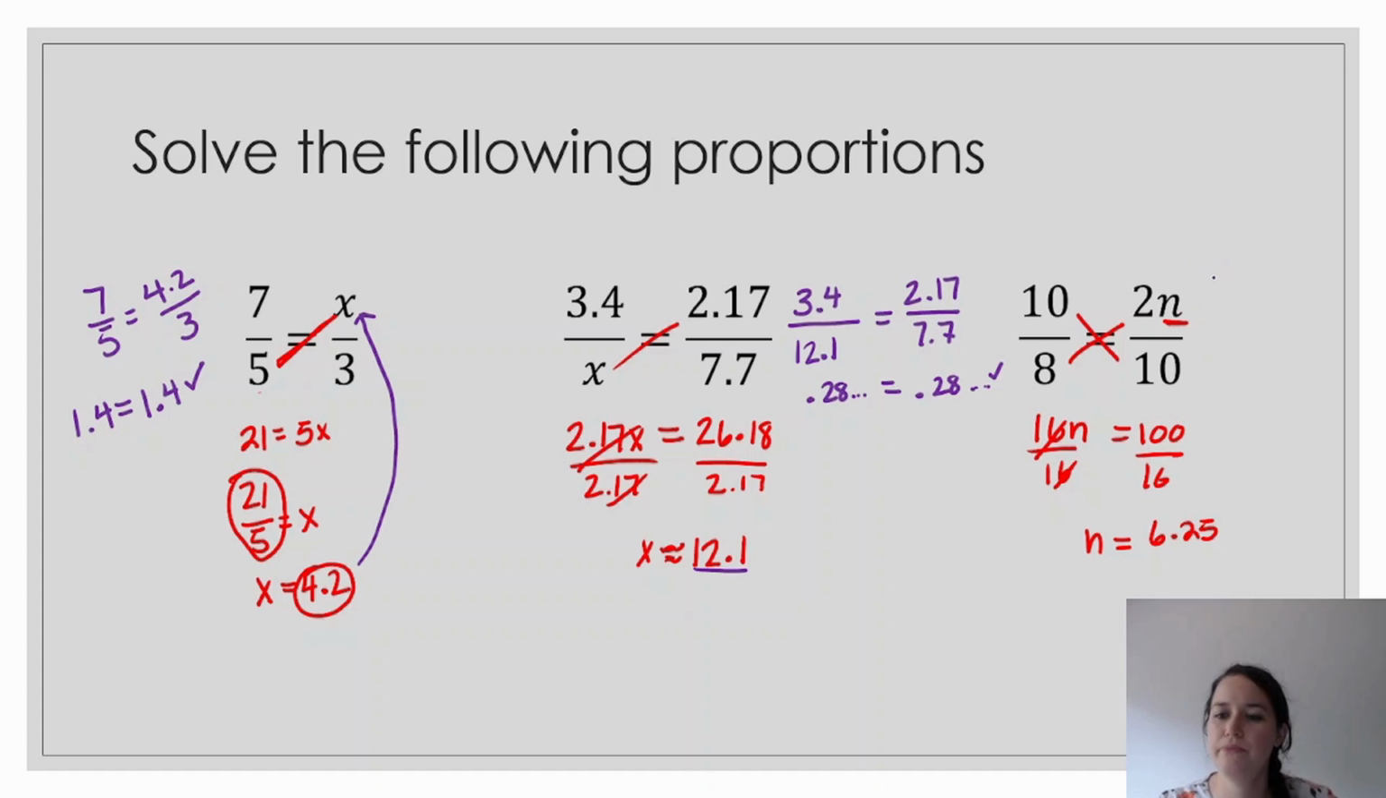Same thing here. So I get 10 over 8 equals 2, and then times 6.25, excuse me. This is the property of substitution. So 10 over 8 is 1.25. Okay, and then on the second side, I need to do 2 times 6.25 first. I get 12.5, and I'm going to divide that by 10. That is also 1.25, so that's good.